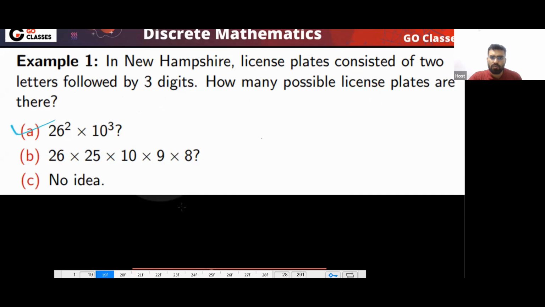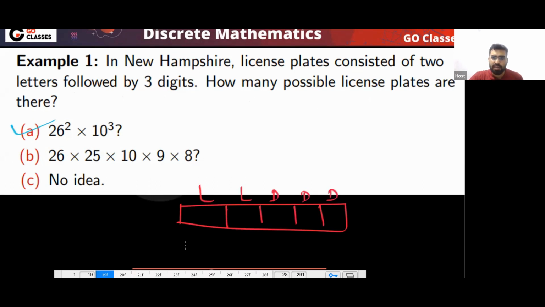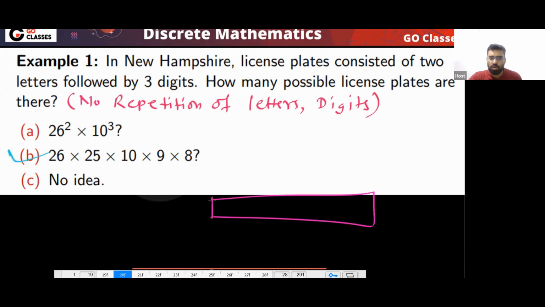Here, because you want two letters followed by 3 digits. So I can say 26, and 3 digits means 10. So finally the answer will be 26 power 2 and 10 power 3. And here, because you have no repetition, there is no repetition.